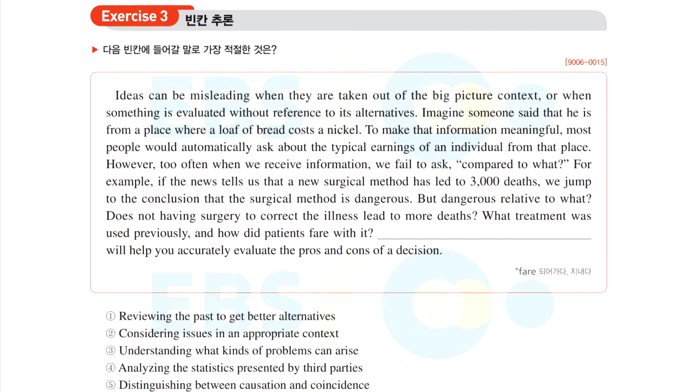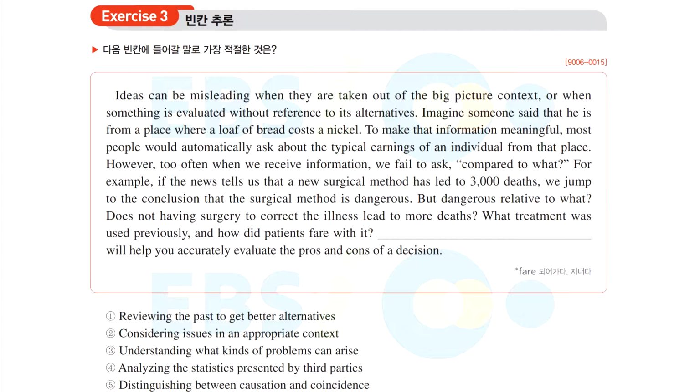Exercise 3. Ideas can be misleading when they are taken out of the big-picture context, or when something is evaluated without reference to its alternatives. Imagine someone said that he is from a place where a loaf of bread costs a nickel. To make that information meaningful, most people would automatically ask about the typical earnings of an individual from that place. However, too often when we receive information, we fail to ask, compared to what?